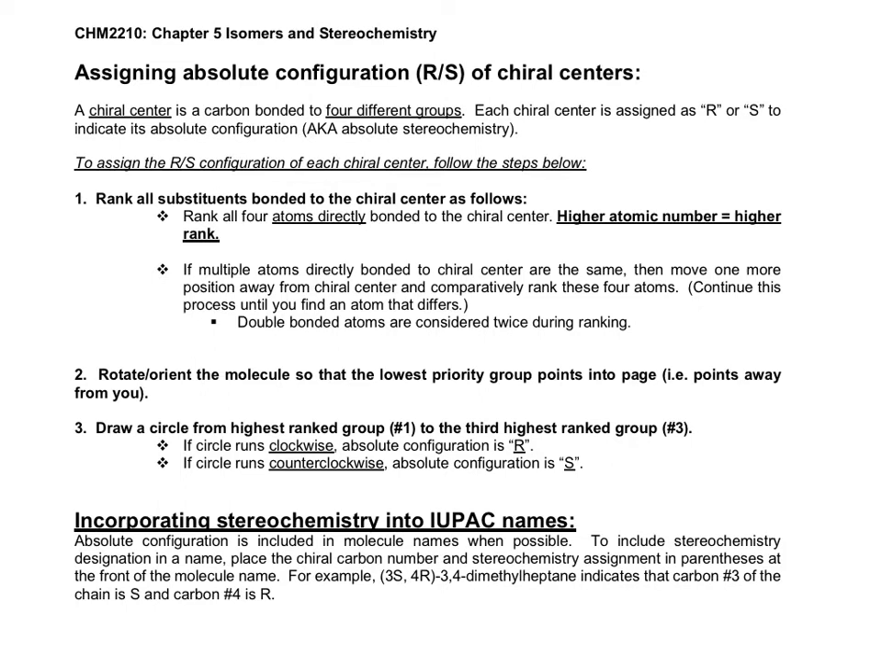So first and foremost, we're going to look at that chiral carbon and we're going to look at the 4 groups that are bonded to it, or the 4 substituents bonded to it, and we're going to rank those 4 groups. We're going to do that by looking at the atoms that are directly connected to the chiral center. So we're focusing on atoms here that are directly connected to the chiral center, and we're going to rank those based on atomic number, where a higher atomic number means a higher rank.